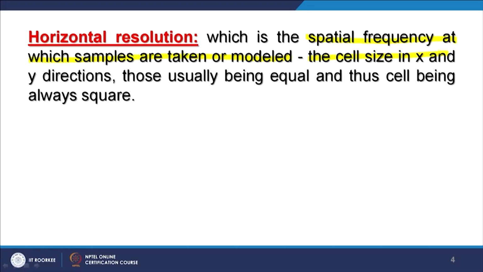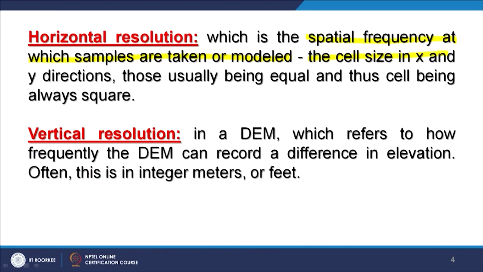And as you know, this is in a raster format, and the cell is always square. So, x and y are going to be the same dimensions, whether it is 10 meter, 20 meter or 100 meter, and this is being equal, and thus the cell is always square. However, remember also that the overall shape of a raster or a grid or a DEM can be either square or rectangular.